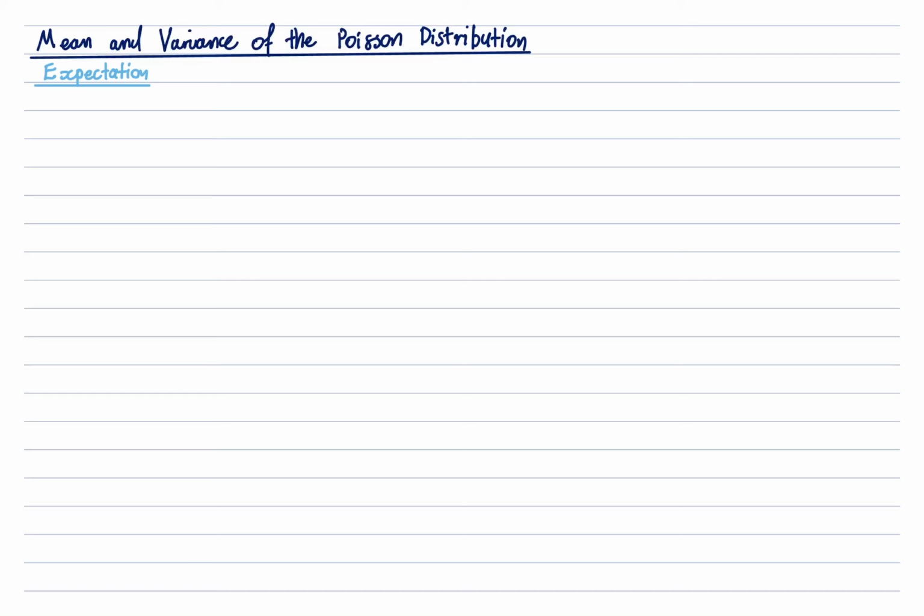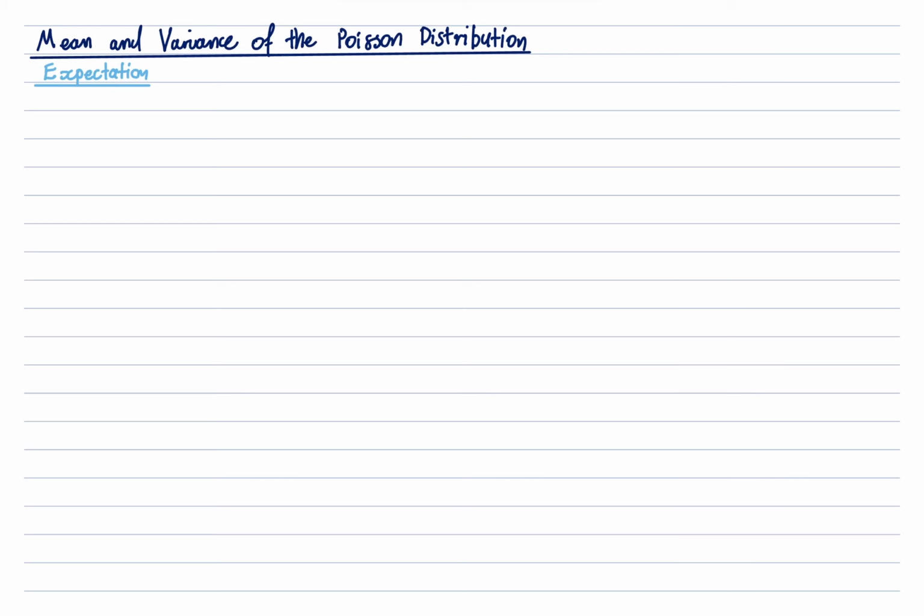Welcome. In today's video, we're going to derive the expected value and the variance of the Poisson distribution. To begin with, let us just remind ourselves of the probability mass function of the Poisson distribution.